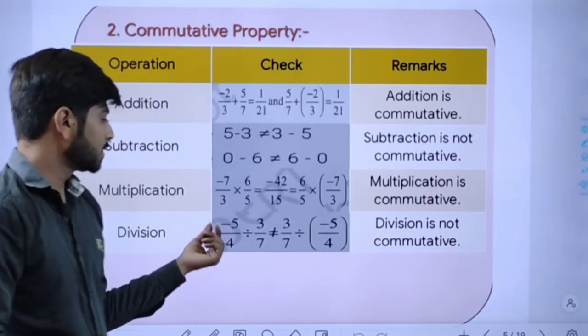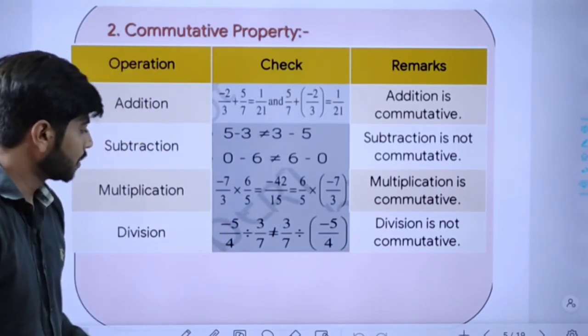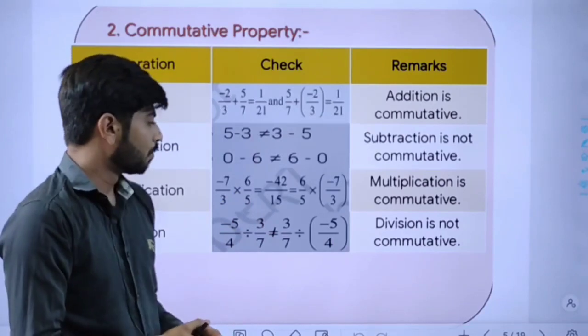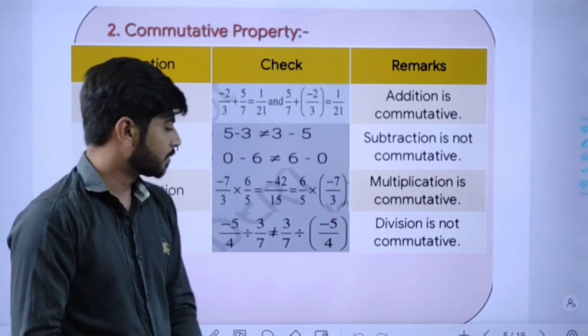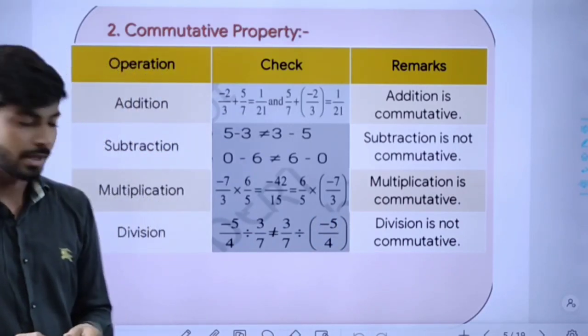Now division. For division we will check minus 5 upon 4 divided by 3 upon 7. What will it be? And 3 upon 7 divided by minus 5 upon 4, what will it be? Let's check it.